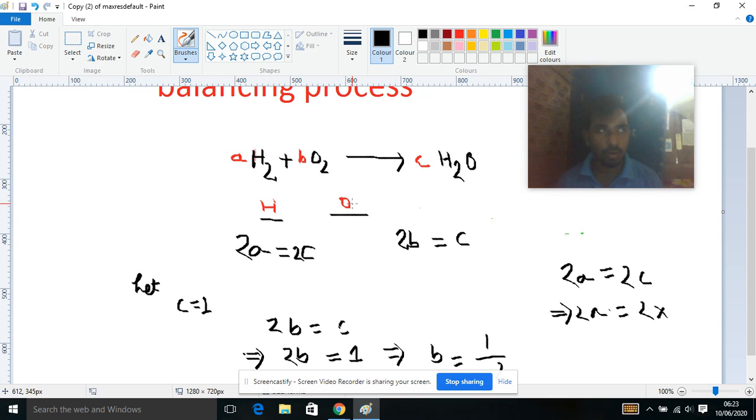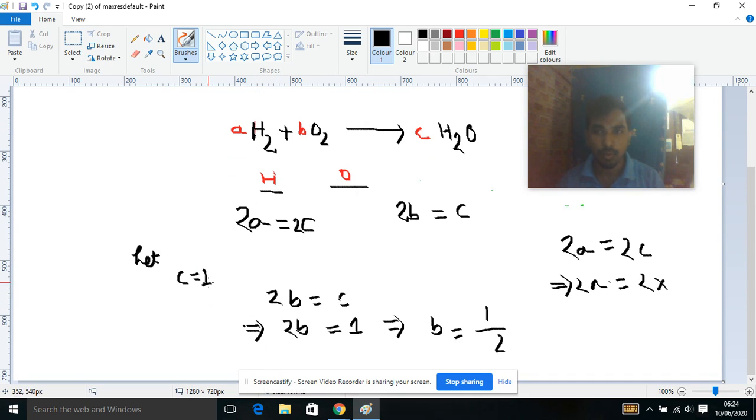In this regard, for oxygen, twice B equals C, the oxygen atoms on the right. Here the maximum presence is C. Therefore, we have to put C equal to 1. So twice B equals C equals 1. This implies B equals half, and twice A equals twice C.